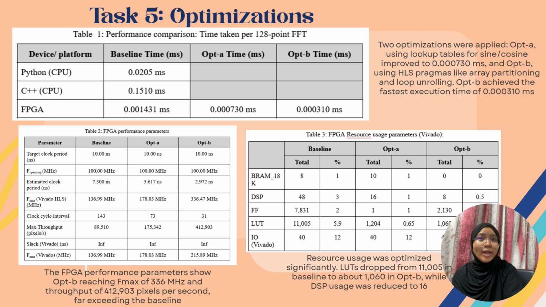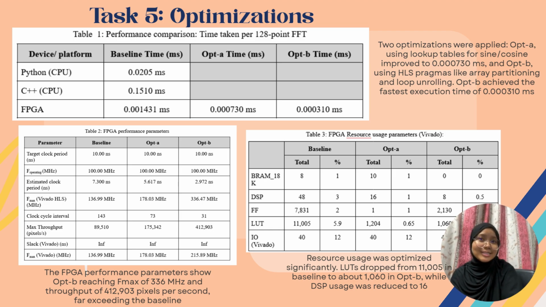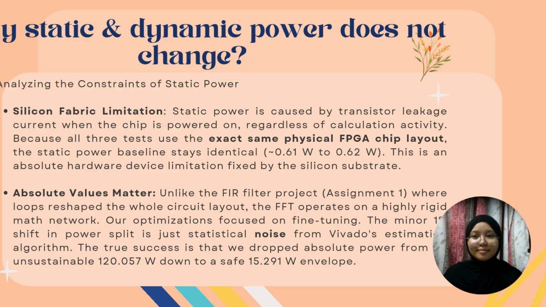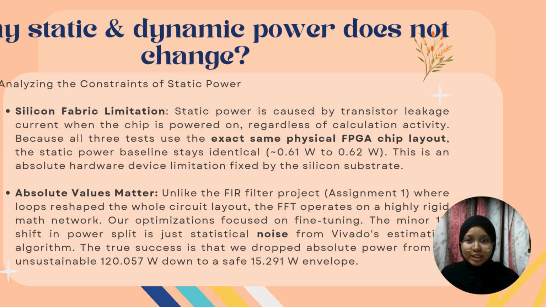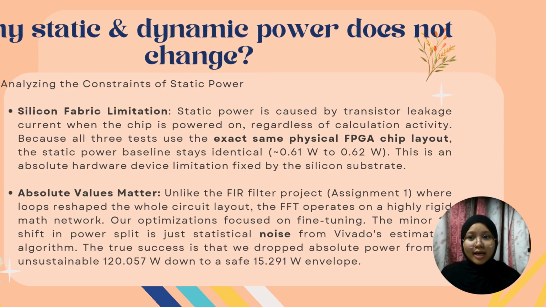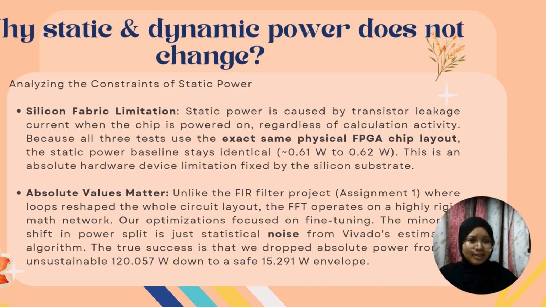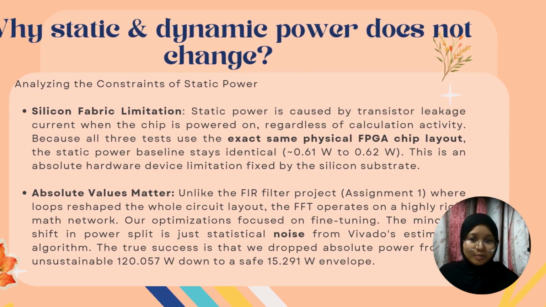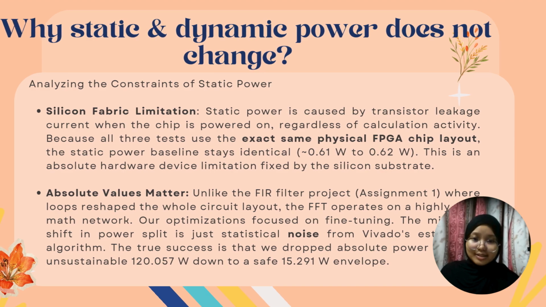We achieved all of this while heavily optimizing our chip area, dropping our logic gate count from 11,000 down to just 1,060 LUTs, and reducing our math engine down to just 8 DSP blocks according to our final routing. Now we move on to why static and dynamic power does not change. Looking back at our tables, while our dynamic power dropped a lot from the baseline, the static power stayed almost exactly identical, between 0.61 and 0.62 watt across all of our optimized tests.